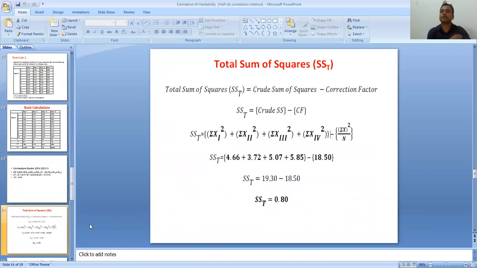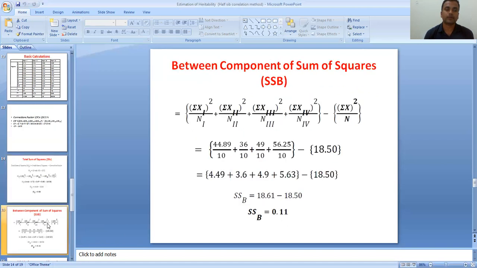The next is the total sum of squares. Here again, crude sum of squares minus correction factor. How to calculate the crude sum of squares? By summation of all values for each column under each sire or ram, and then subtracting the correction factor. So we are getting the total sum of squares 0.80. Then the between component of sum of squares is again done by squaring the summation of all values divided by the total number of progenies for each sire, minus the correction factor. We are getting the value 0.11.